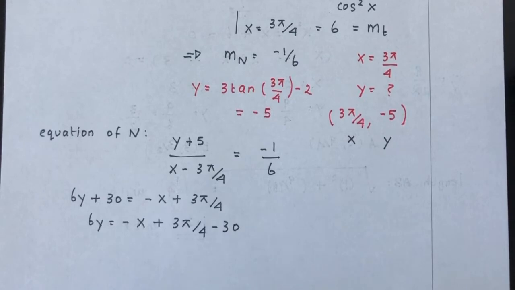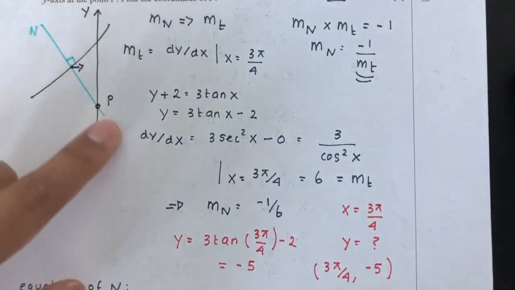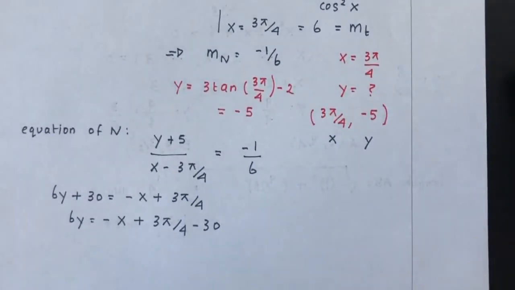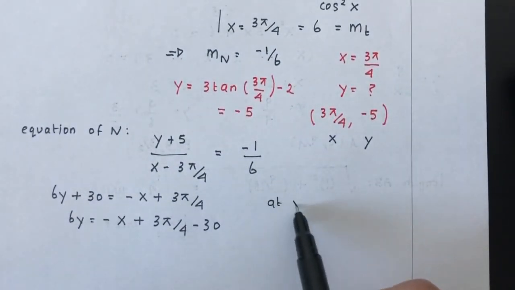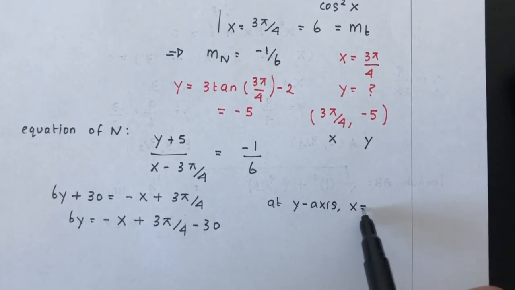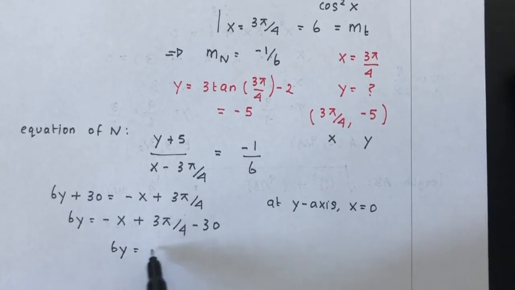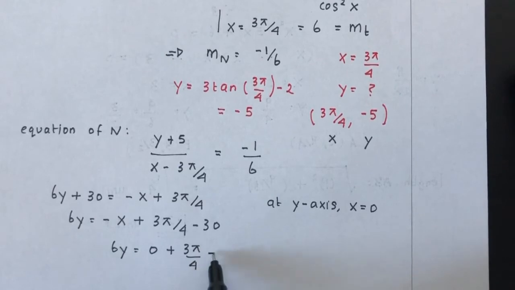But now the question is, we have to find the point P. The point P is the normal intersecting your y-axis. So you guys must know by now at the y-axis what happens? The value of x is 0. Replace that in your equation. You will have 6y equal to 0 plus 3 pi over 4 minus 30.